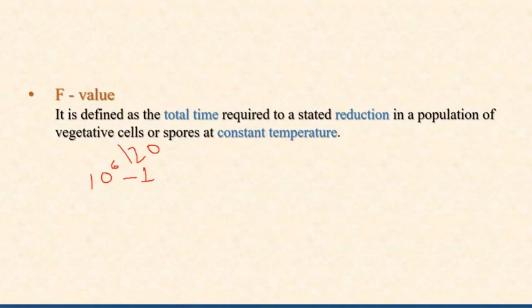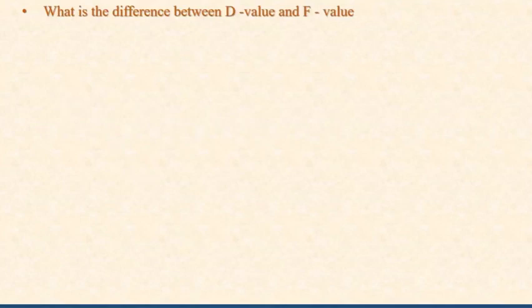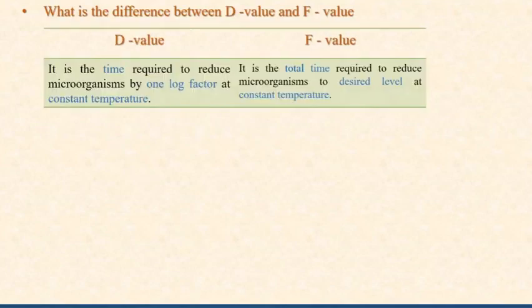Then what is the difference between D-value and F-value? D-value is the time required to reduce microorganisms by 1 log factor at constant temperature, whereas F-value is the total time required to reduce microorganisms to the desired level at constant temperature. We will see the difference between D-value and F-value clearly by using a graph.